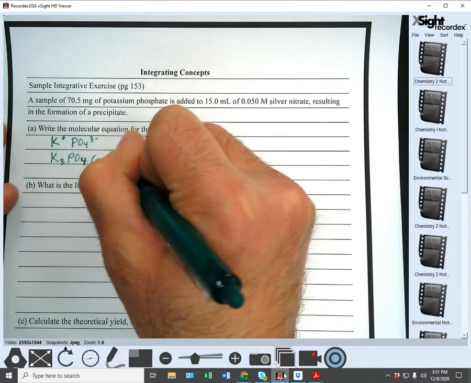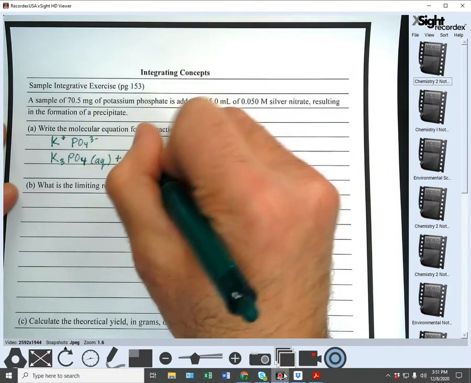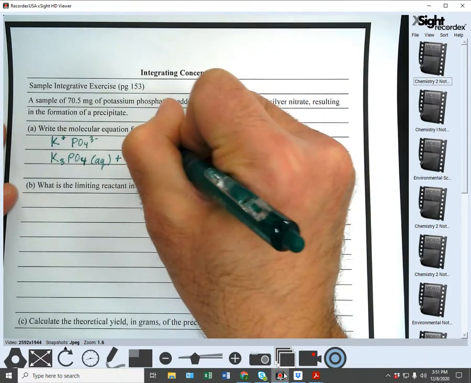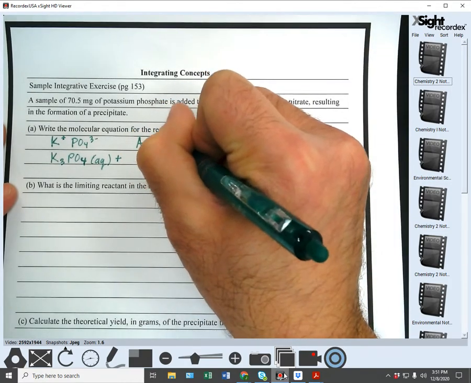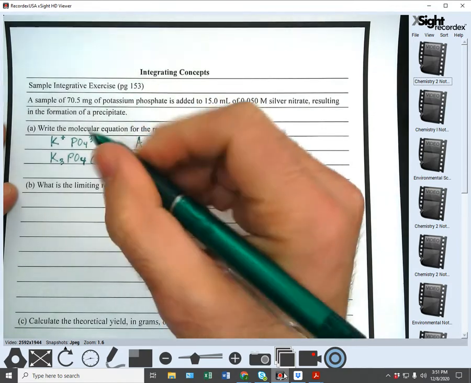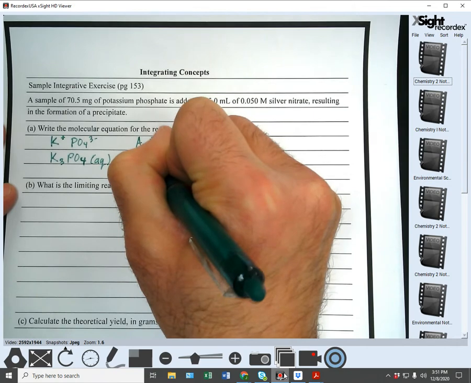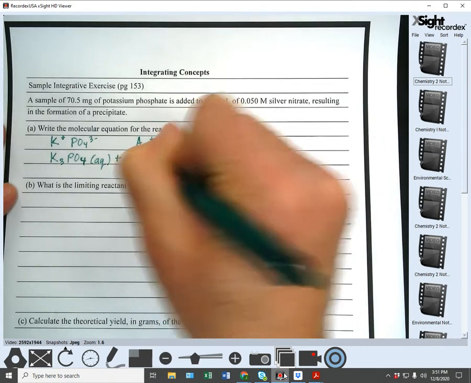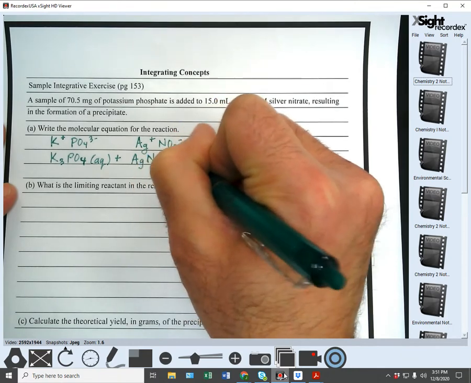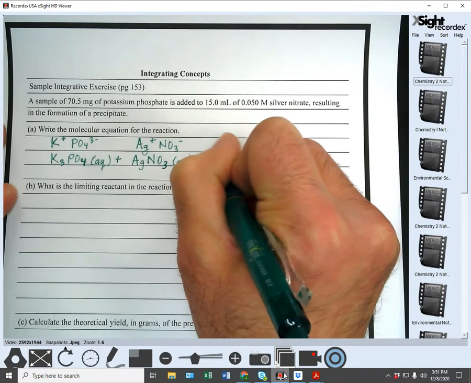Plus silver nitrate. So silver, Ag, is a +1. Nitrate, NO3, is a -1. Cross down, you end up with AgNO3. And I know that all nitrates are aqueous, no matter what. So aq. All right, yields.